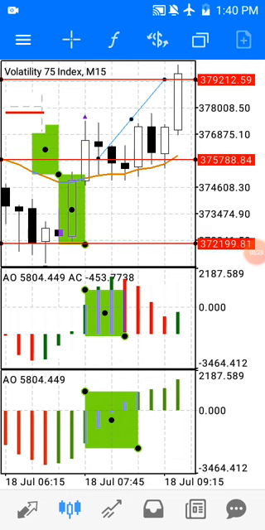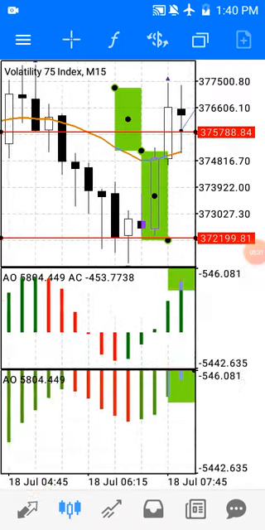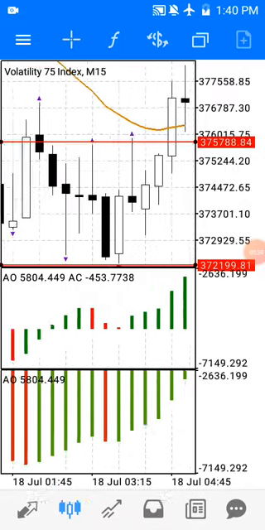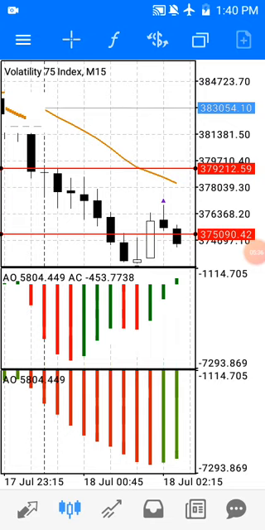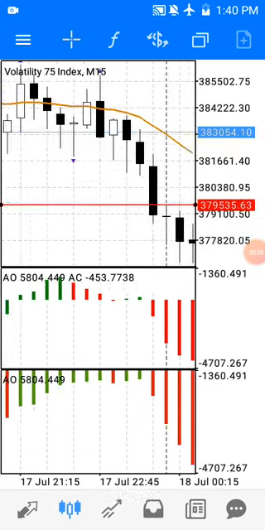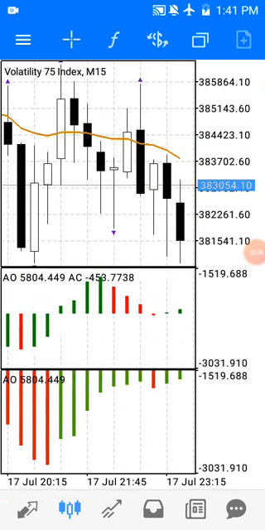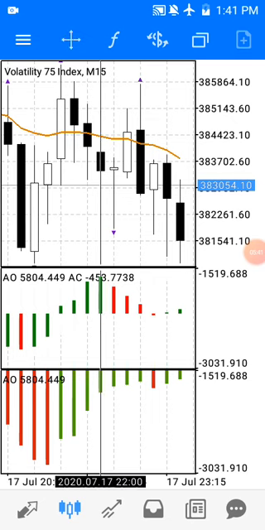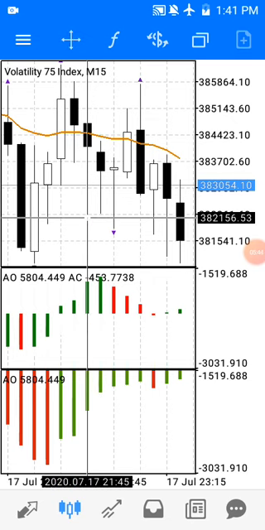Same situation applies to sell for when you are going short. Let's try and identify a situation where we can go short. Okay, we can go short here. Price closed around here, closed below the moving average around here.